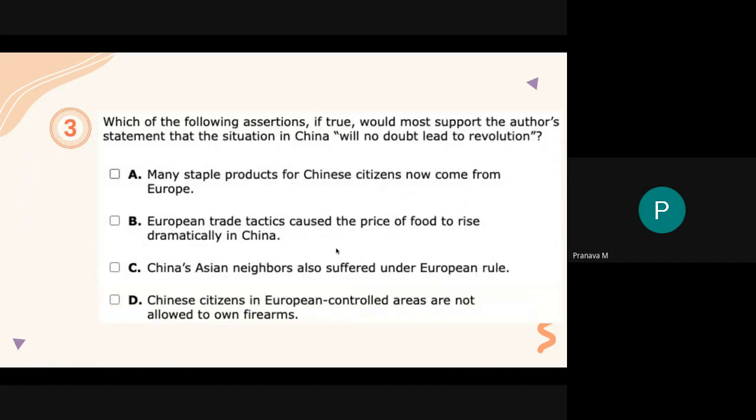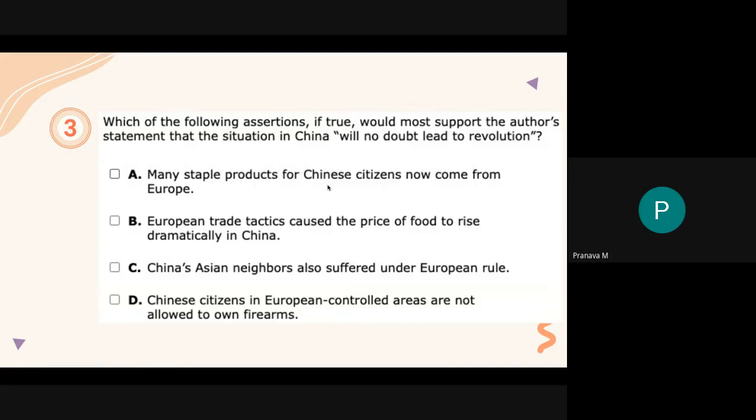Okay, number 3, which of the following assertions, if true, would most support the author's claim that the situation in China will no doubt lead to revolution? So this is talking about the reason for revolution. And as we discussed while we were going through the passage, that was because the peasants were being exploited. So you're looking for an answer choice that makes living difficult for Chinese citizens.